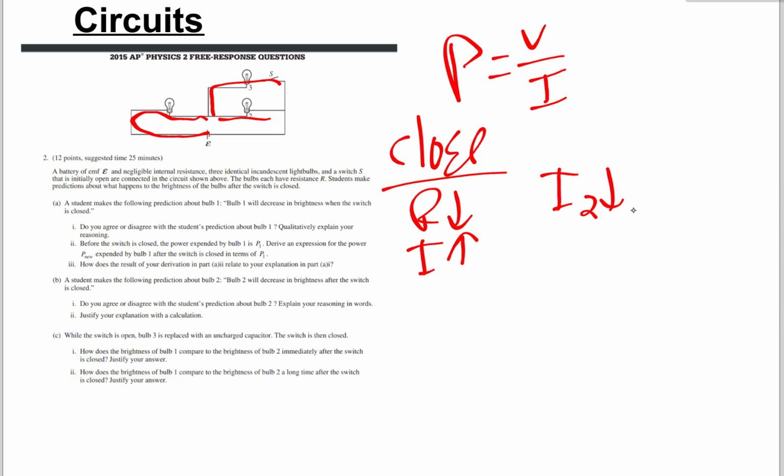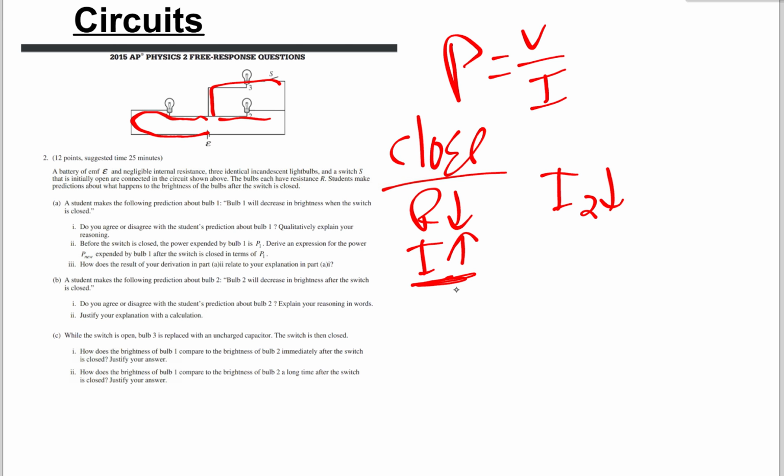All right. And since our resistance didn't go down by half, this I isn't doubled, which is we need to double that in order for I2 to stay the same. So the I2 is going to decrease basically because we're splitting it between 2 and 3. Okay, before the switch is closed, all the current's going through I2. After the switch is closed, half goes through I2 and half goes through I3.